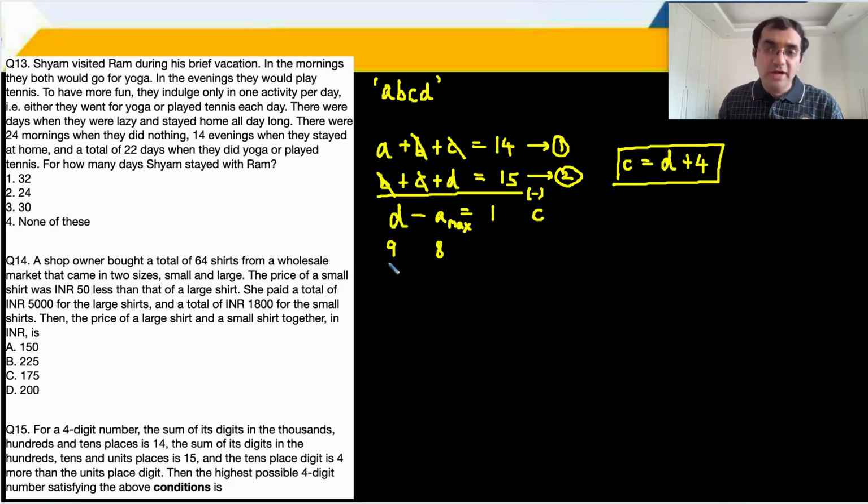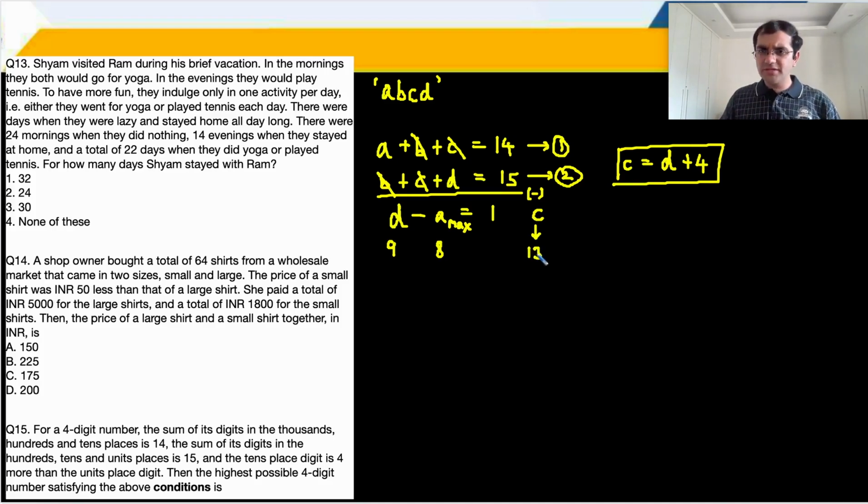Of course, I can go for 8 minus 7 also, right? 8 minus 7 is 1, but I want to make the value of A bigger, right? A being 7 means 7,000 something. A being 8 means 8,000 something. So I want a larger number, the largest possible number. So D is 9, A is 8, and now comes a problem over here that C is equal to D plus 4. 9 plus 4 is 13.